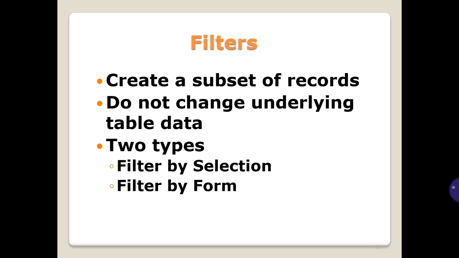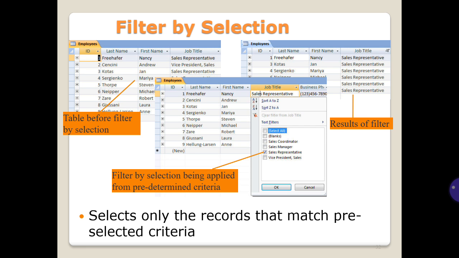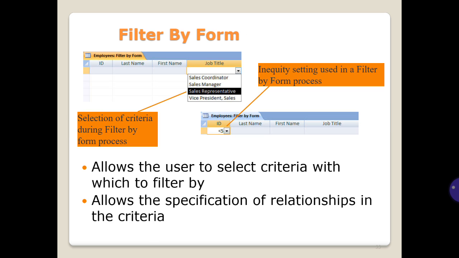Filters. Create a subset of records, do not change underlying table data. Two types: filter by selection, filter by form. Filter by selection. Table before filter by selection. Filter by selection being applied from predetermined criteria. Results of filter. Selects only the records that match pre-selected criteria.